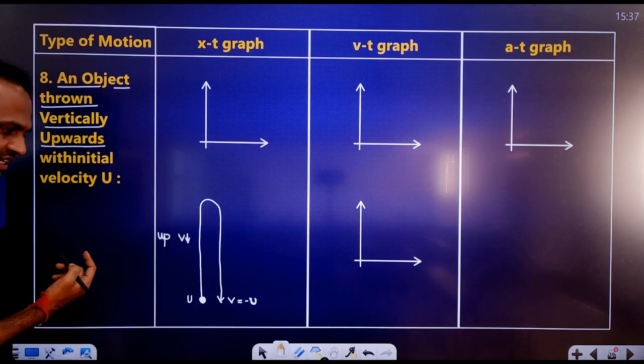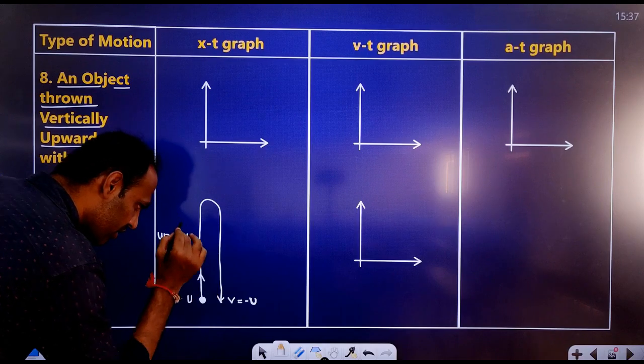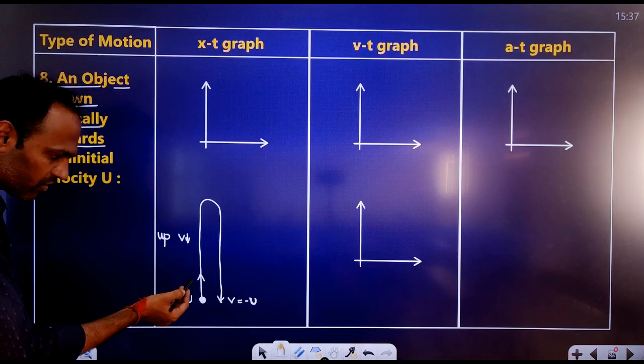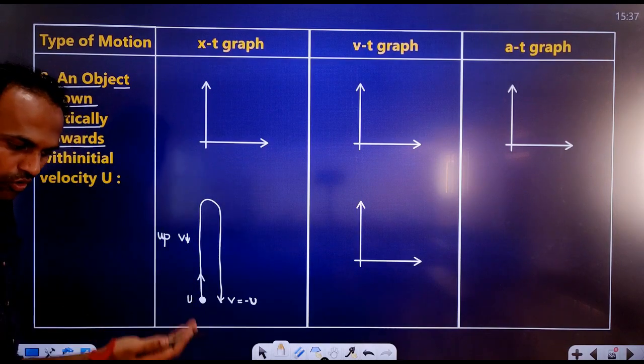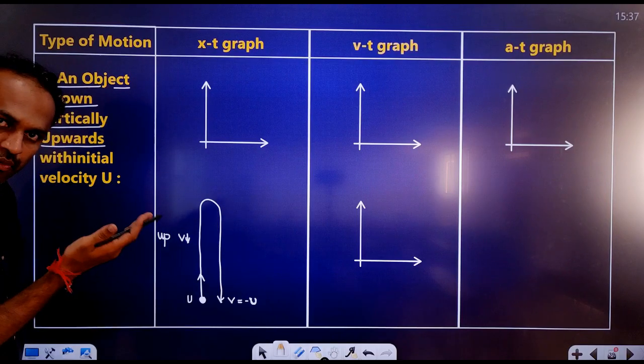Velocity is upwards in direction. The velocity which we have given to the ball is upwards in direction. The velocity we gave is upwards, it is in the upward direction.